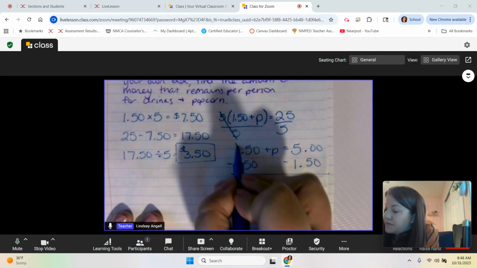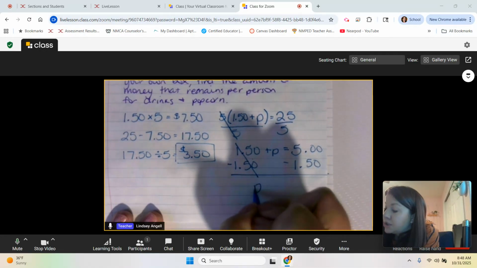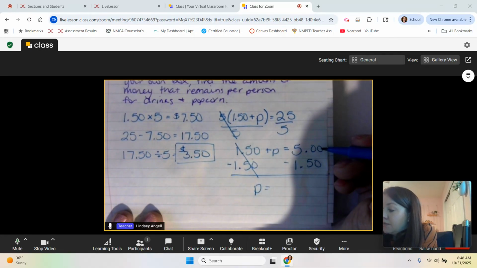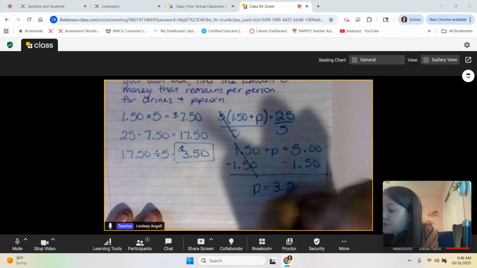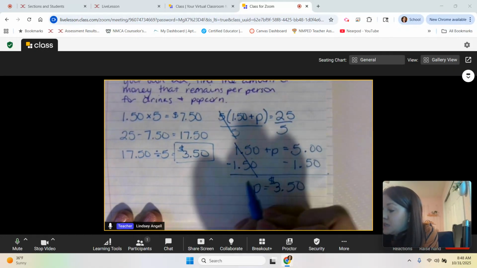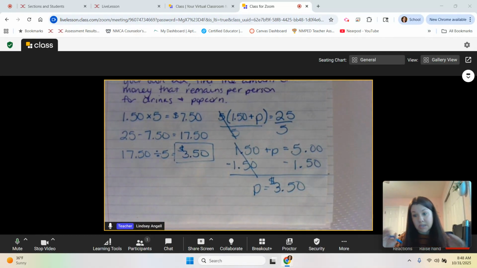$1.50 minus $1.50 is 0. Those cancel on the left, and I'm just left with the popcorn amount. And then $5 minus $1.50 brings me down to $3.50. So no matter which way we solved it, we were able to get there. But it just depends on what method you prefer.